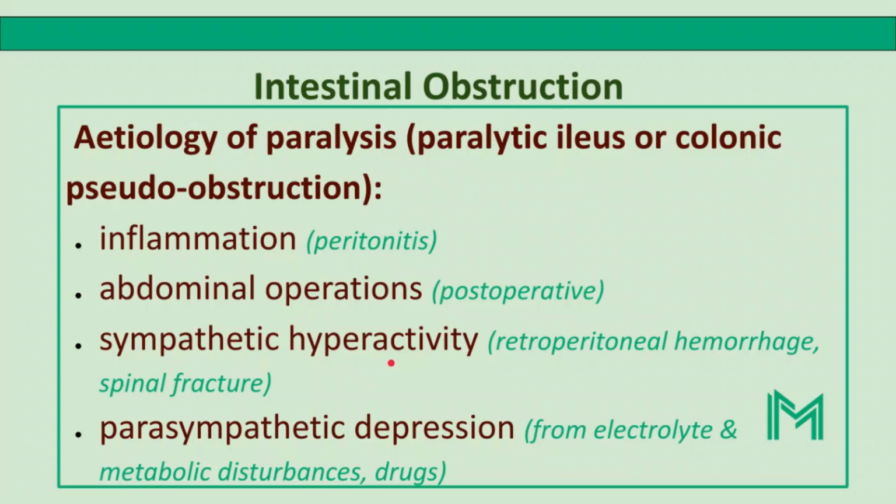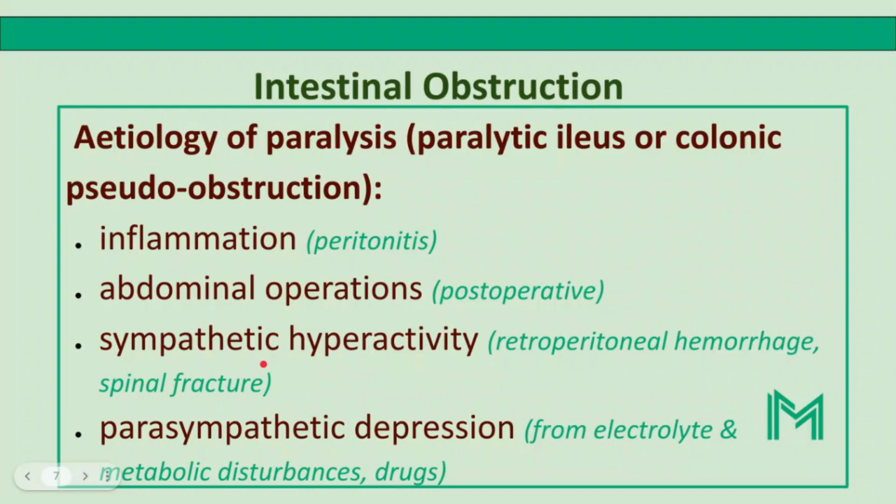Now, we know that the sympathetic nervous system usually depresses bowel function. It inhibits peristalsis, while the parasympathetic nervous system promotes peristalsis. It allows for bowel activity to continue.